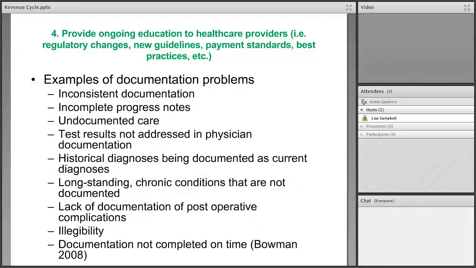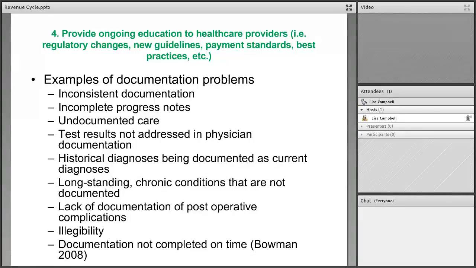So still thinking about ongoing education, here are some examples of documentation problems that we commonly see. So we already know we have the query process in place because of inconsistent documentation. One of the things that's the bane of our existence is incomplete documentation.